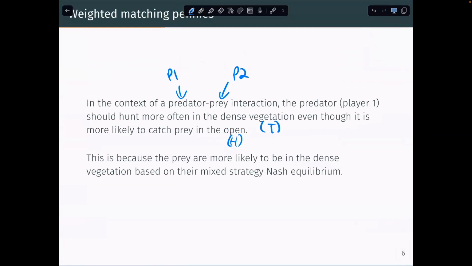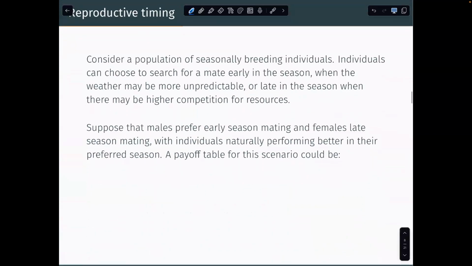Okay. In that case, let's discuss an example about reproductive timing. Reproductive timing is important because lots of organisms have breeding seasons. For example, birds often have a mating season. They try to rear their offspring in the summer months. And because of this, they have to choose when they are likely to mate.